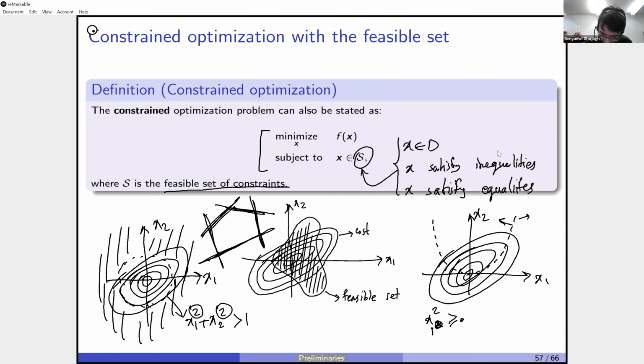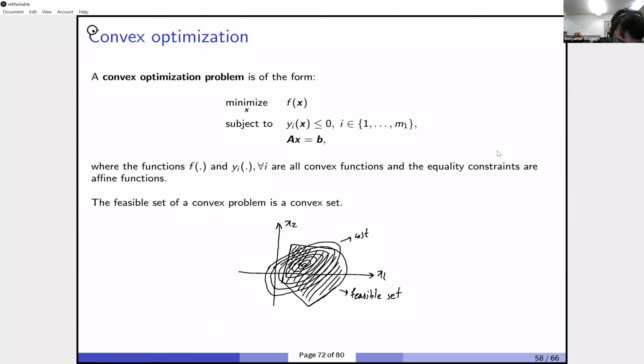So now, what is a convex optimization problem? So far, if you remember, we talked about convex sets before. We talked about convex functions, but this is the first time we are talking about convex optimization. So this is the third convexity concept that we are dealing with. We are introducing it right now.